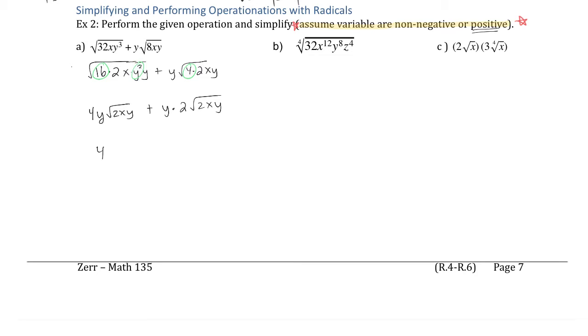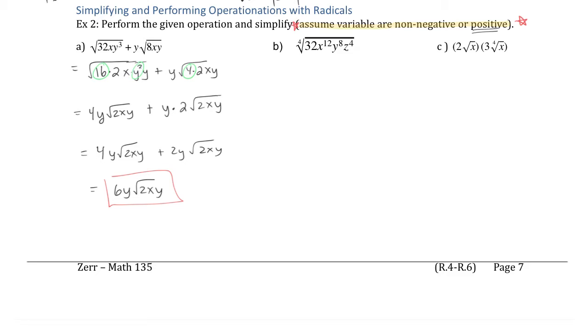So this gives us 4y times square root of 2xy plus 2y square root of 2xy, and then we add those together to get 6y square root of 2xy. And we're done. Okay, let's try the next one.